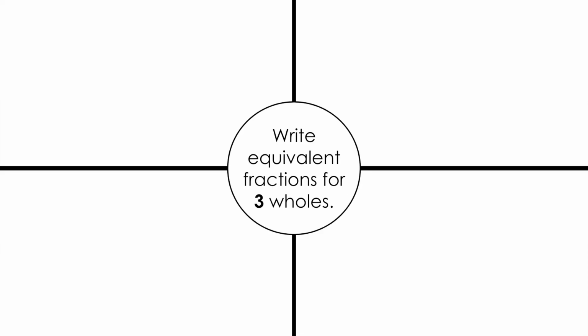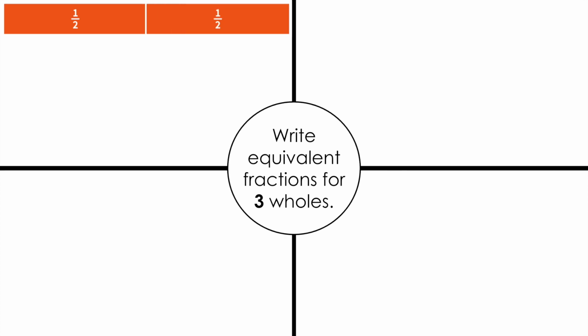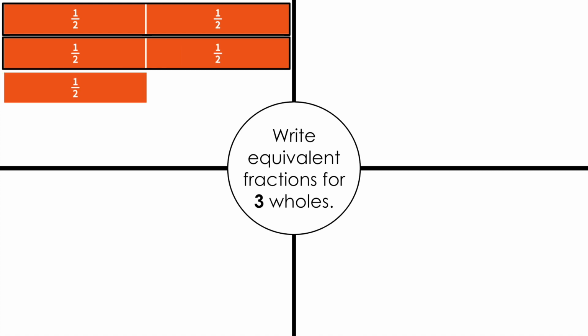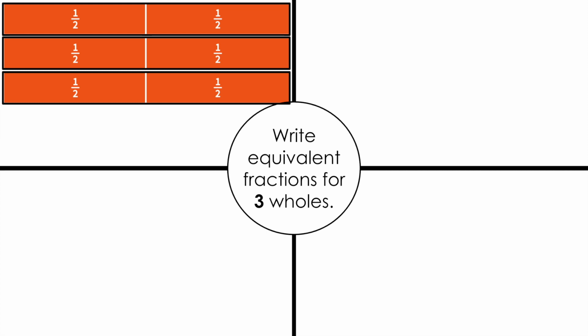Let's write equivalent fractions for 3 wholes. First, we'll start by using halves. 1/2, 2 halves. We know that 2 halves makes 1 whole. 3 halves, 4 halves. That would make 2 wholes. 5 halves, 6 halves. That makes 3 wholes. We can say that 6 halves is equivalent to 3 wholes.